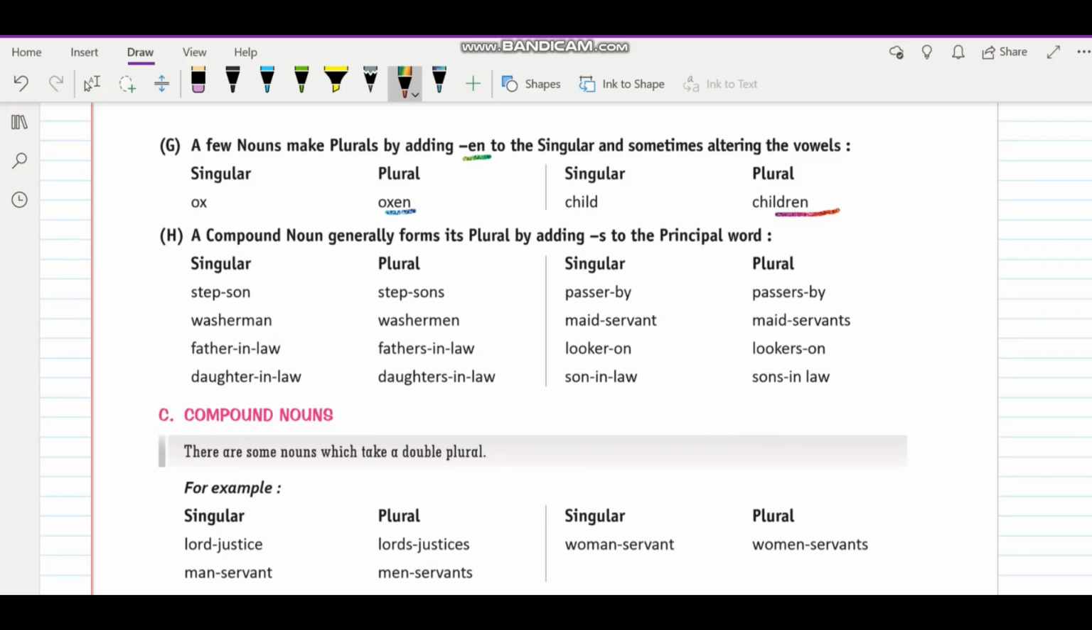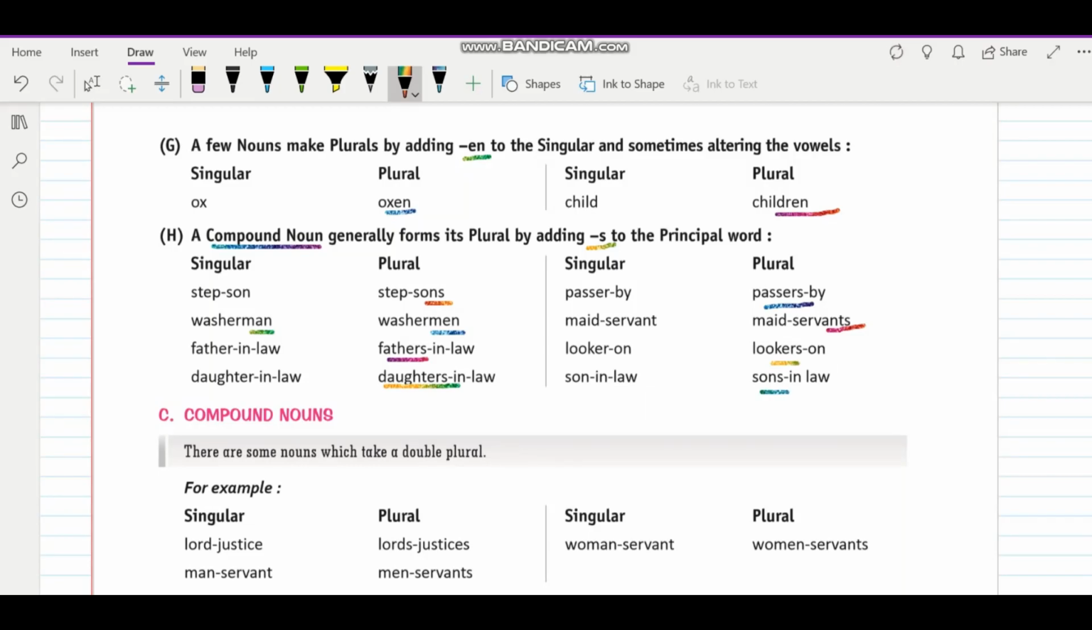A compound noun generally forms its plural by adding s. Now, what is a compound noun? A compound noun is generally a 2-word or a 3-word noun in which 2 or 3 words are combined, normally by using a hyphen, like stepson. So here the root will be made plural, like it will become stepsons. Washerman, so washermen. Father-in-law, fathers-in-law. Daughters-in-law. Passers-by, maid servants, lookers-on, and sons-in-law.